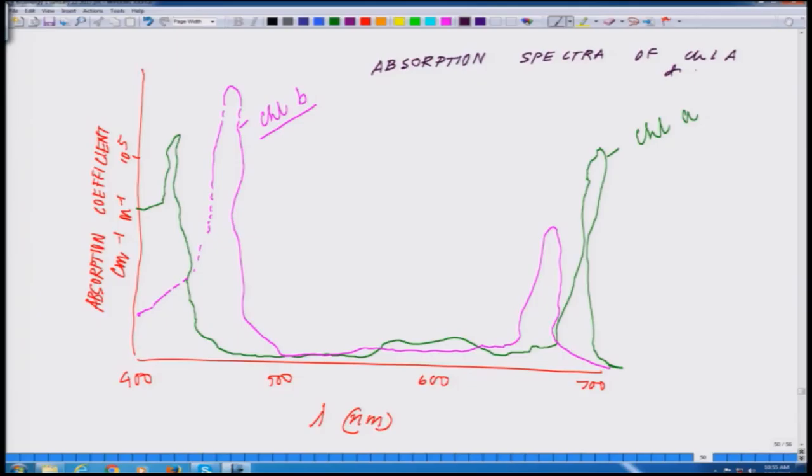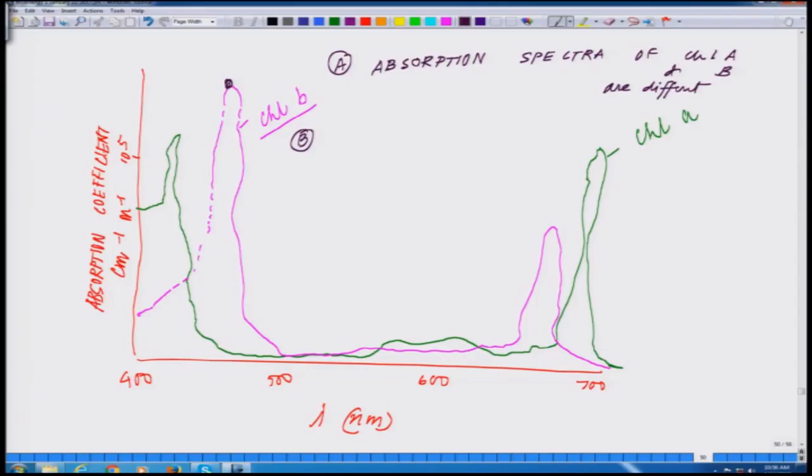These are the take home messages: absorption spectra of chlorophyll A and B are different. This is the first conclusion you have to draw from this. And secondly, light is not appreciably absorbed by chlorophyll A at 460 nanometer, that you can see. At 460 nanometer, light is not appreciably absorbed by chlorophyll A, whereas it is captured by chlorophyll B, which has intense absorption at that wavelength, that you can see out here.